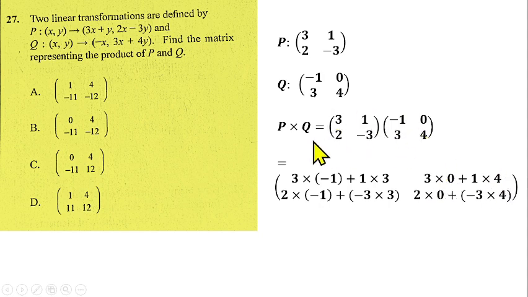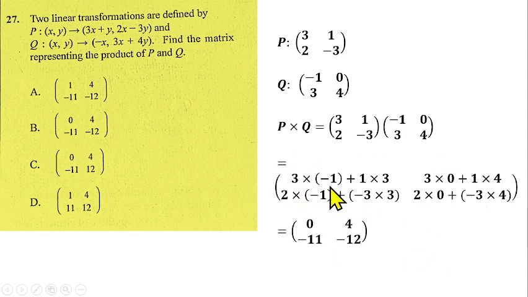You have this. Then the second row in this matrix will also go and multiply this column and this column. So you have 2 times minus 1 will give us this, and then we have 3 times 3 will give us this. Then this row also will go multiply this column, so 2 times 0 we have this, plus 3 minus 3 times 4 will give us this as well. So then you can now simplify.